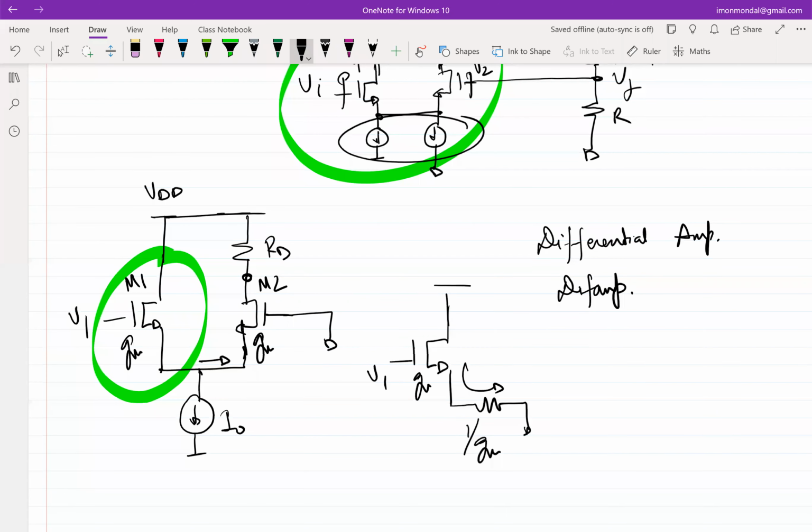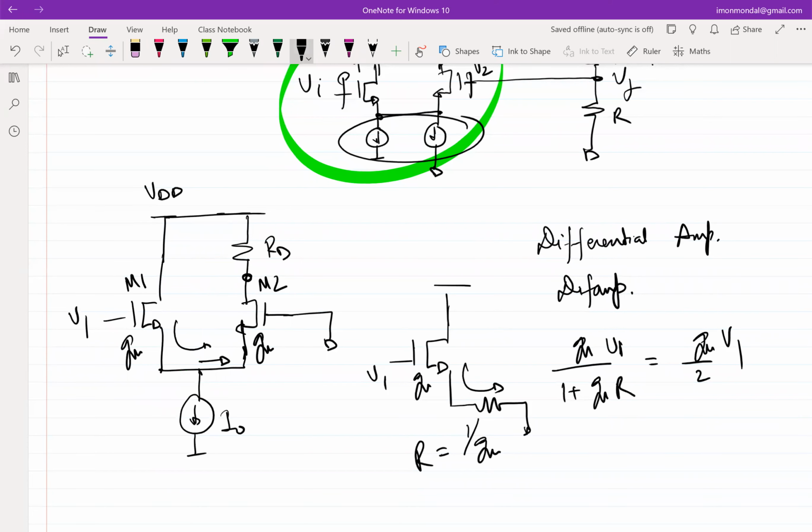Now this is GM, this is 1 over GM. What will be this current? If this is R, let's say, it will be GM over 1 plus GM R. We have done this multiple times through assignments and lectures. In this case, R is equal to 1 over GM, so this becomes GM by 2 times V1. So essentially the incremental current that will flow this side is GM by 2 times V1.